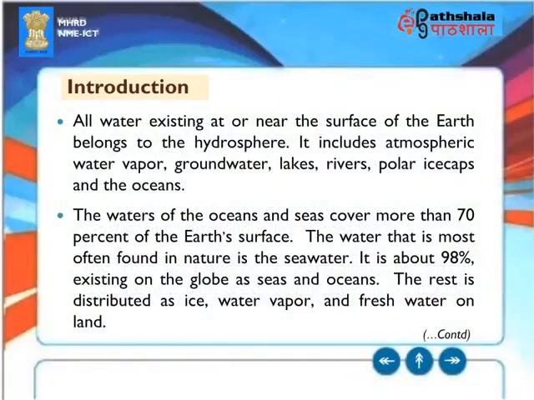Introduction. All water existing at or near the surface of the earth belongs to the hydrosphere. It includes atmospheric water vapor, groundwater, lakes, rivers, polar ice caps, and the oceans. The waters of the oceans and seas cover more than 70% of the Earth's surface. The water that is most often found in nature is the seawater. It is about 98% existing on the globe as seas and oceans. The rest is distributed as ice, water vapor, and fresh water on land.